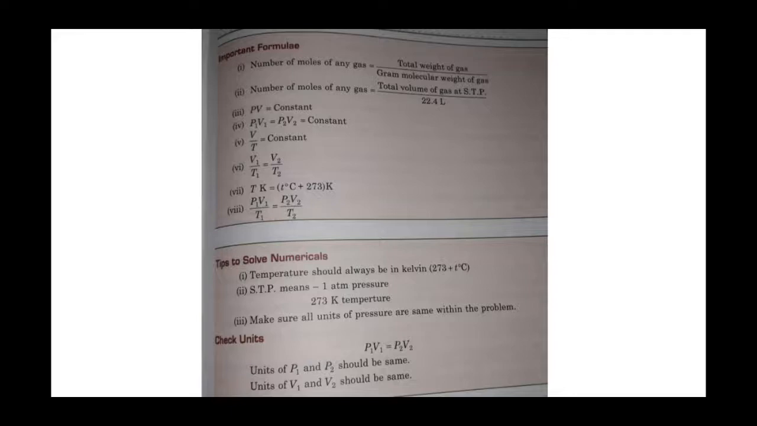Because there are P1 and P2, the pressure units should be the same. It should not be that P1 you take in atm and P2 you take in centimeter Hg or millimeter Hg. So it should be the same. Okay, and check the units properly. And whenever you solve, you have to write the formula first of all. The units of P1 and P2 should be the same and the units of V1 and V2 should also be the same. In that way you can do it. So I hope you understand and do the numericals.